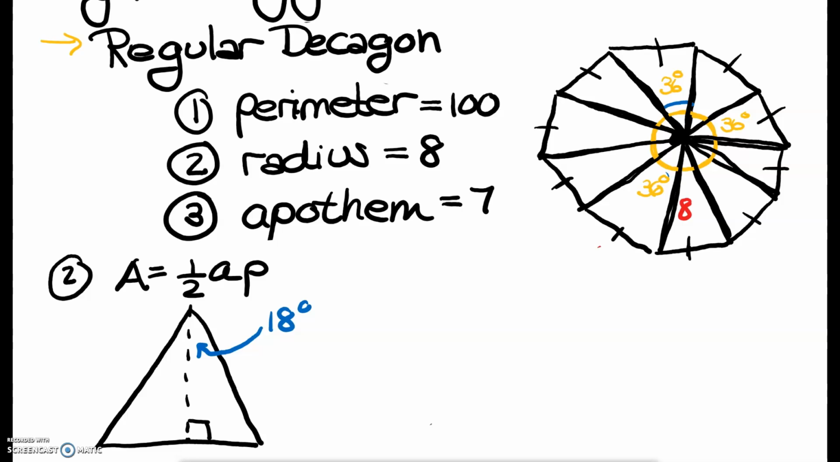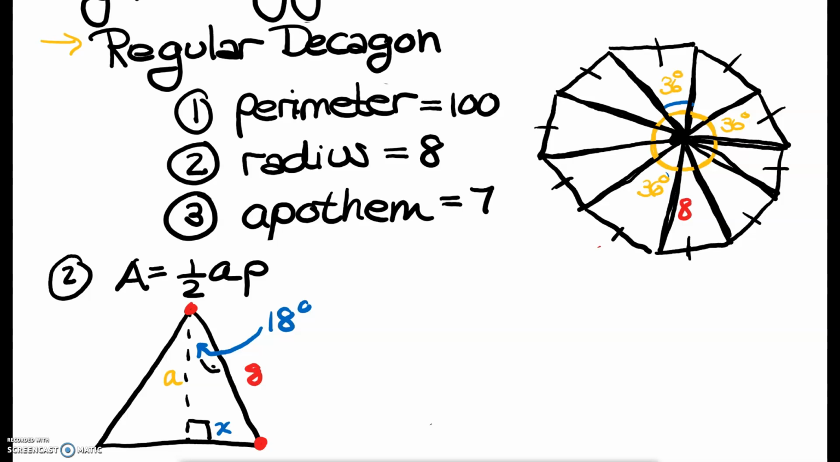And then I'm going to put my radius in. And remember, the radius goes from the center here to one of the vertices. So this is my radius. And I need my apothem. And I need one of my side lengths. I'm going to call it x. So how do I find it?